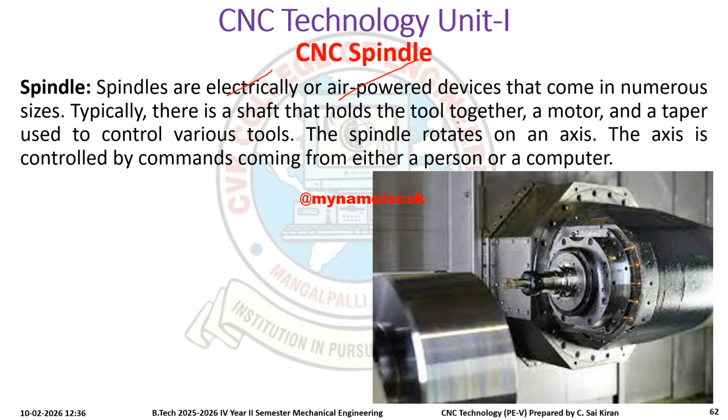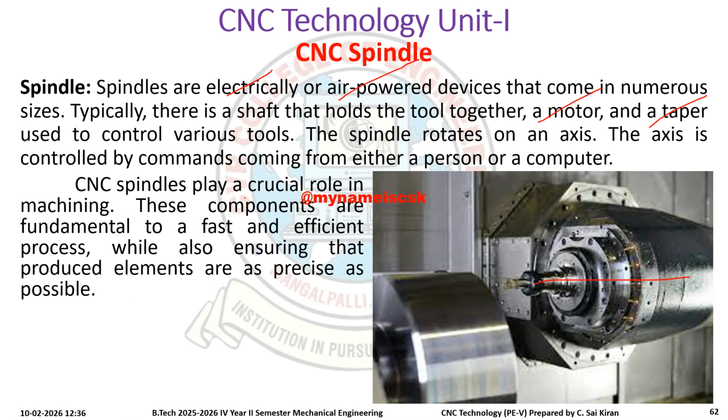There's a shaft that holds the tool together. A motor type is used to control various tools. The spindle rotates on an axis. So this axis we call the x-axis or y-axis or z-axis. One axis will be there. So it will be controlled by commands either from a person or a computer. Okay.